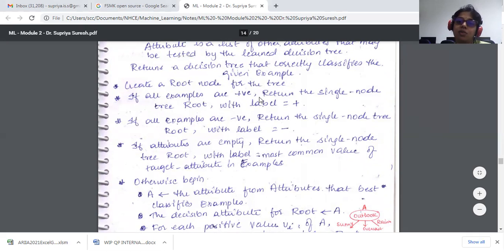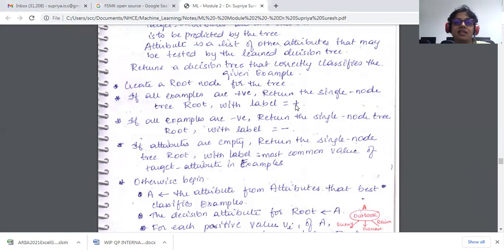If all the examples are positive, return a single node tree root with label plus. If suppose I have all the play tennis value as yes, then I'm going to take one single node tree and make it as a root node and give it a positive label. If all the examples are negative, so if I have everything, the play tennis value is completely no, then I'm going to take a single node tree root, and I'm going to label it as minus. So it indicates that the entire tree is negative. All the samples are negative.